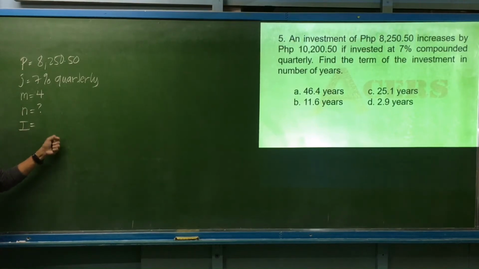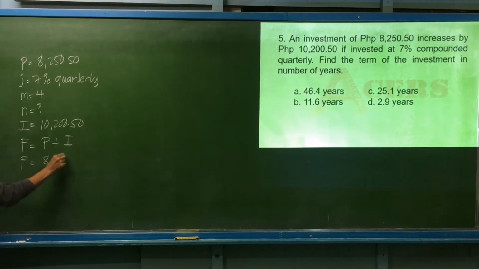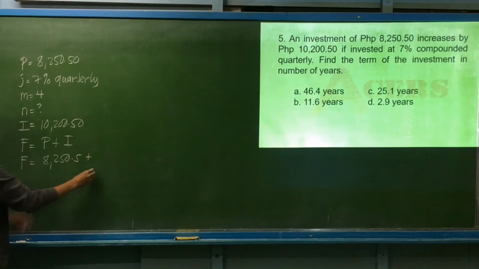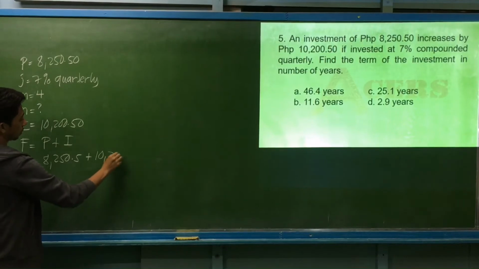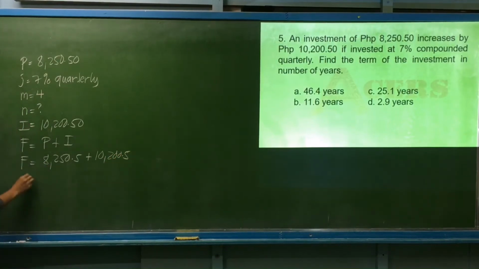Increases by is the value added to 8,250.5. So it's an interest of 10,200.5. How do we compute the future amount? The future amount is the present amount plus the interest: 8,250.5 plus the interest increase of 10,200.5. So we have a future amount equal to 18,451.